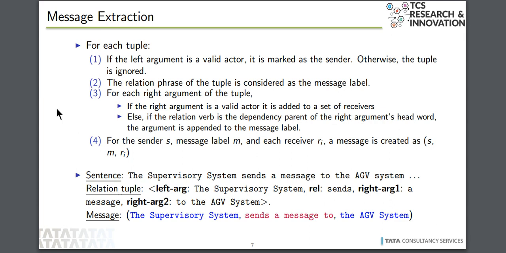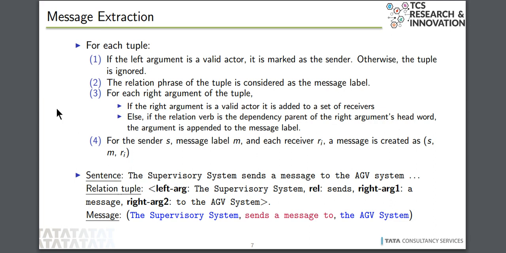In the second step, the verb that has been identified as the relation phrase will become the message label of my message on the MSC. And similarly, now we consider the right arguments. For each right argument we do two checks. The first check is if the right argument is a valid actor, we simply add it to the set of receivers. Otherwise, we check whether this right argument can simply be appended to the message label.